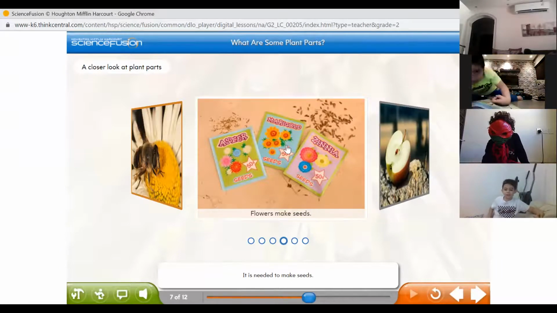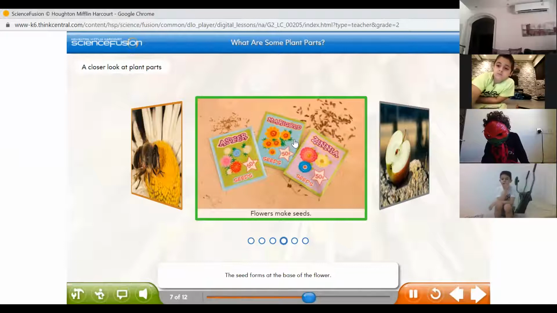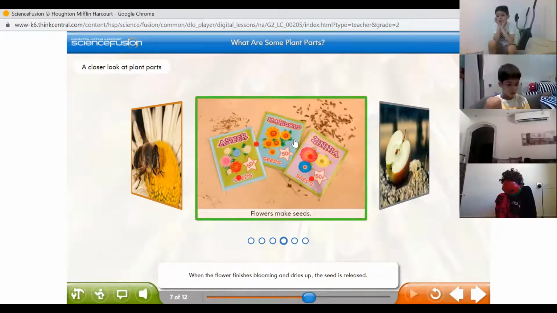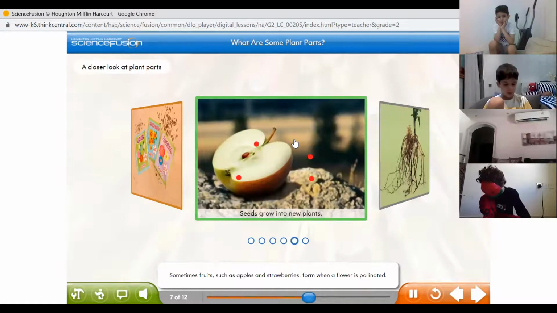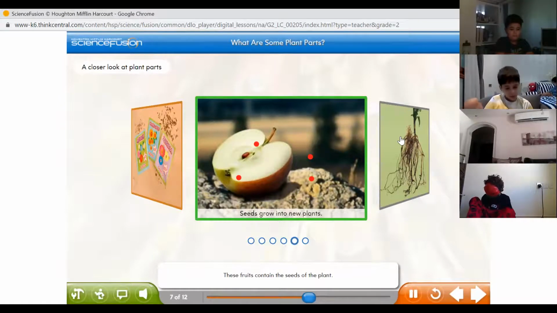Now let's see flowers, what do they make? When flowers are pollinated, they make seeds. The seed forms at the base of the flower. When the flower finishes blooming and dries up, the seed is released. Sometimes fruits, such as apples and strawberries, form when a flower is pollinated.